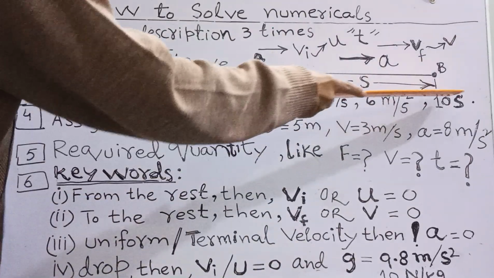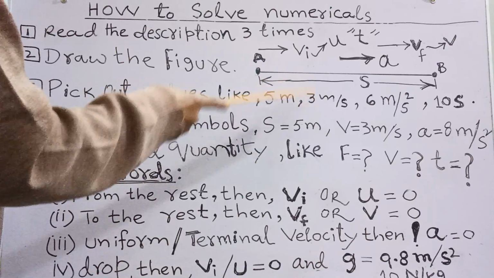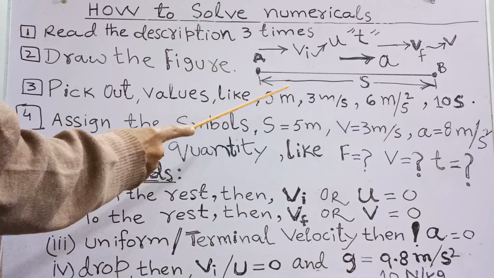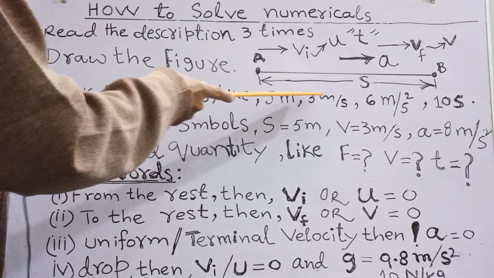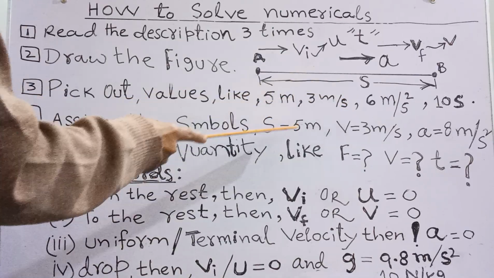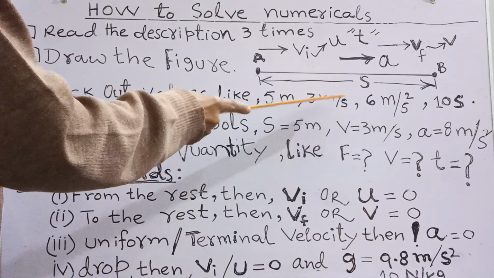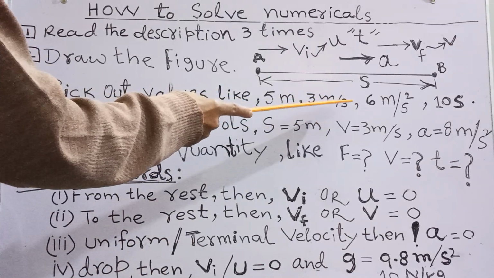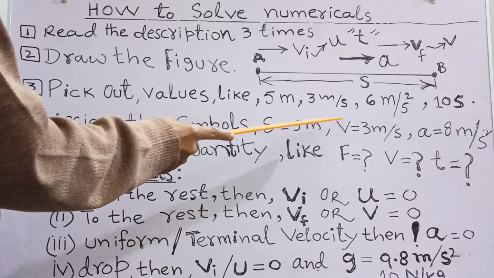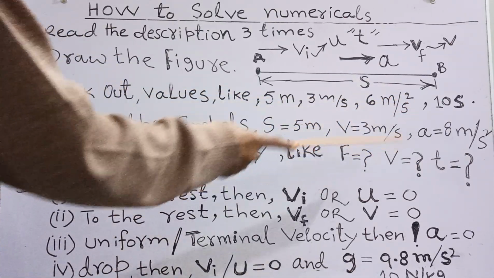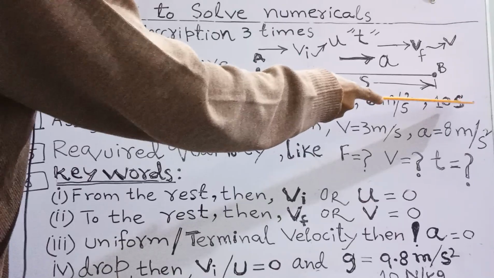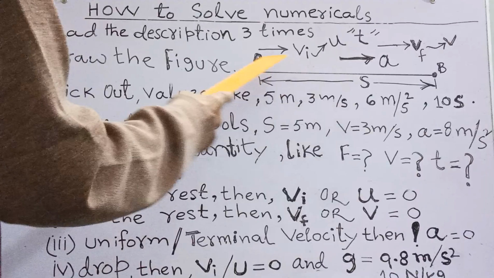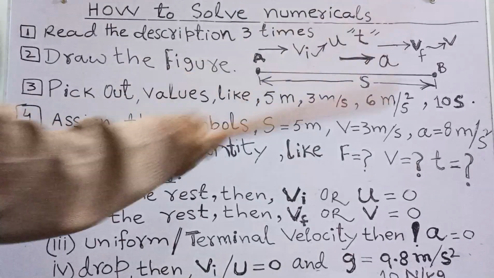Hence, these units will guide you as to which physical quantities are involved in this numerical. Meter reminds you that it may be the displacement or distance of any body, or the height of any body. Meter per second reminds you that it would be the speed or velocity of any body. Meter per second square is acceleration. 10 seconds reminds you that it would be the time interval or time taken by the body going from here to there.